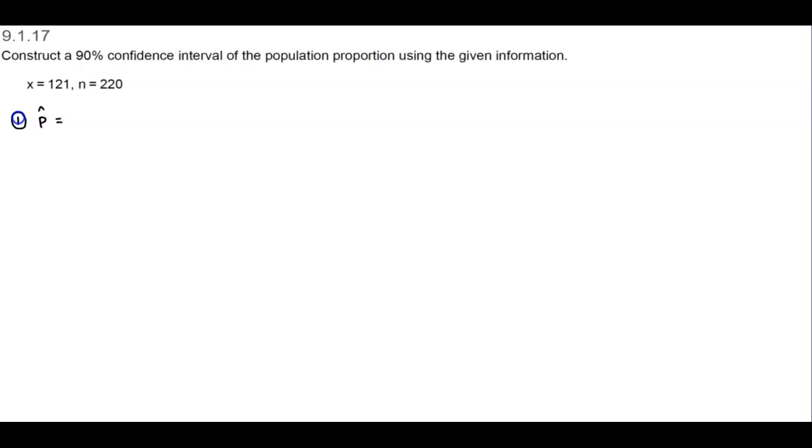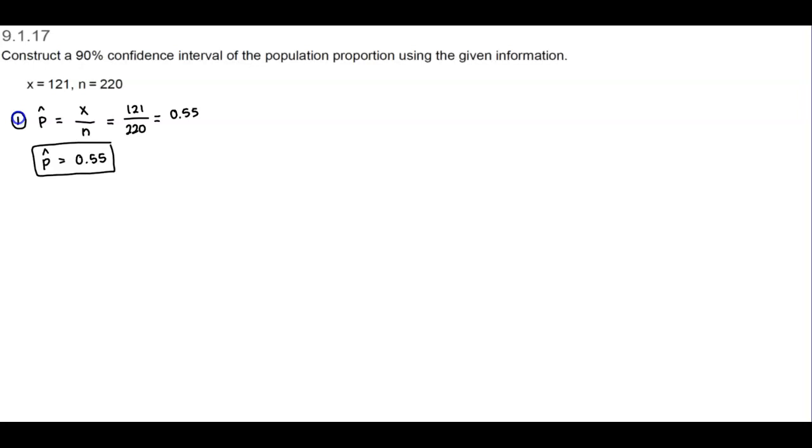The point estimate is taking the value of x and then dividing it by n. So if we take 121 and divide that by 220, we get 0.55. Therefore, the point estimate is equal to 0.55.